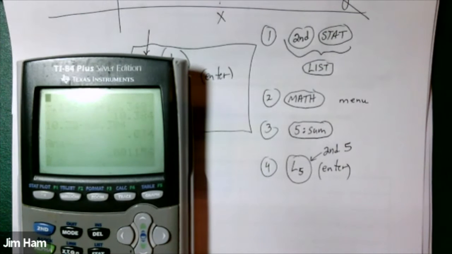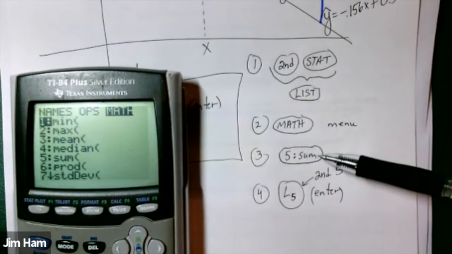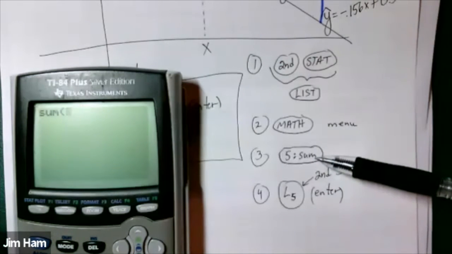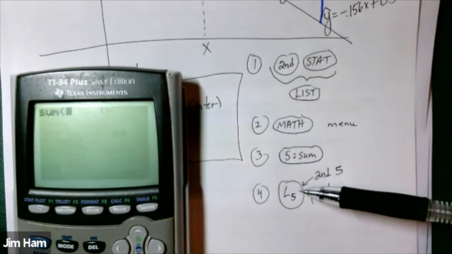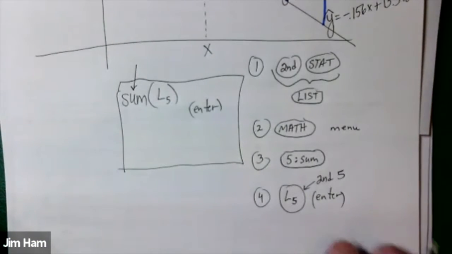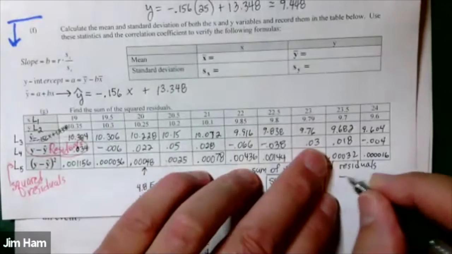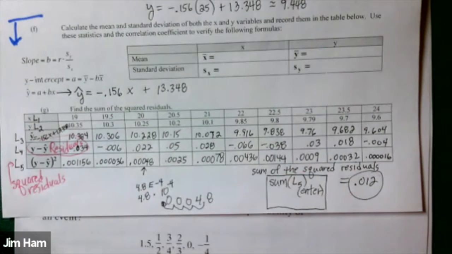So second, stat. Go over to the math menu, select number 5, sum, goes to your home screen, and then type in second, and then the number 5. And then hit enter, and you get the sum of the squared residuals add up to 0.012. So in that problem where they ask you for the sum of the squared residuals, this is how you would need to do it. You could do it by brute force. It's just going to take you a lot longer. If you know the calculator functions, it does it pretty quickly for you.